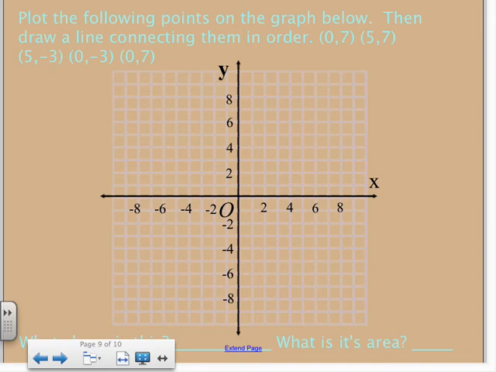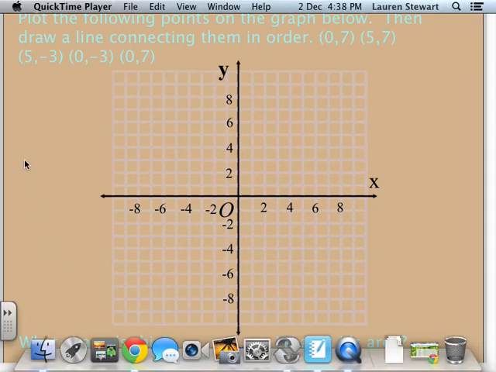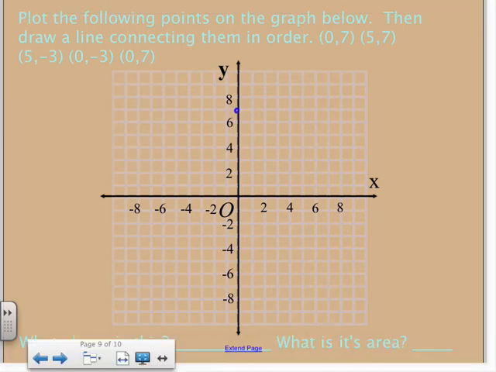All right, so I want you to go ahead and pause it, read all these directions, sketch this all out, and when you're done, hit play to see how you did. All right, so let's see how you did. So your instructions are plot these points. So you got 0, 7, you got 5, 7, you got 5, -3, you got 0, -3, and then back to 0, 7. It says connect them in order, so that's why it goes back to 0, 7 again.